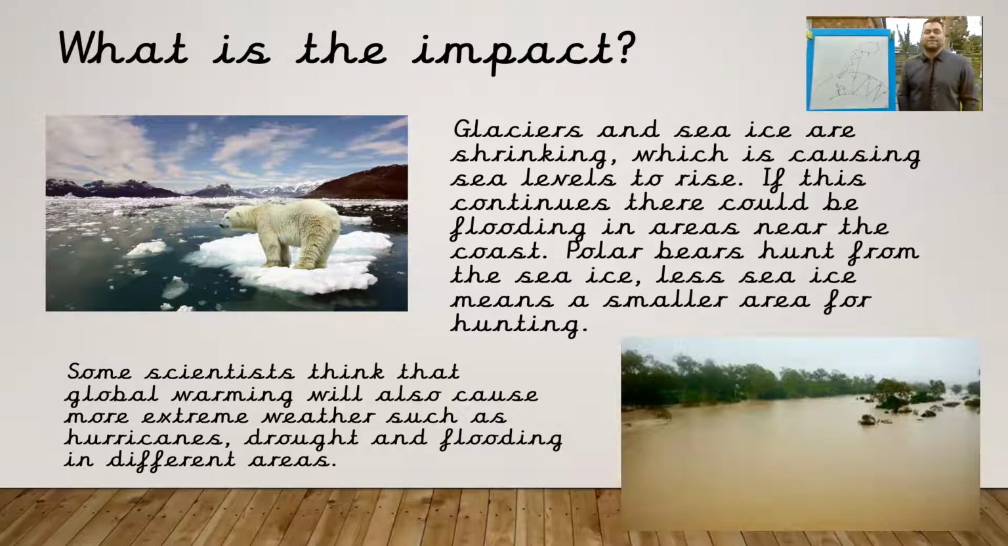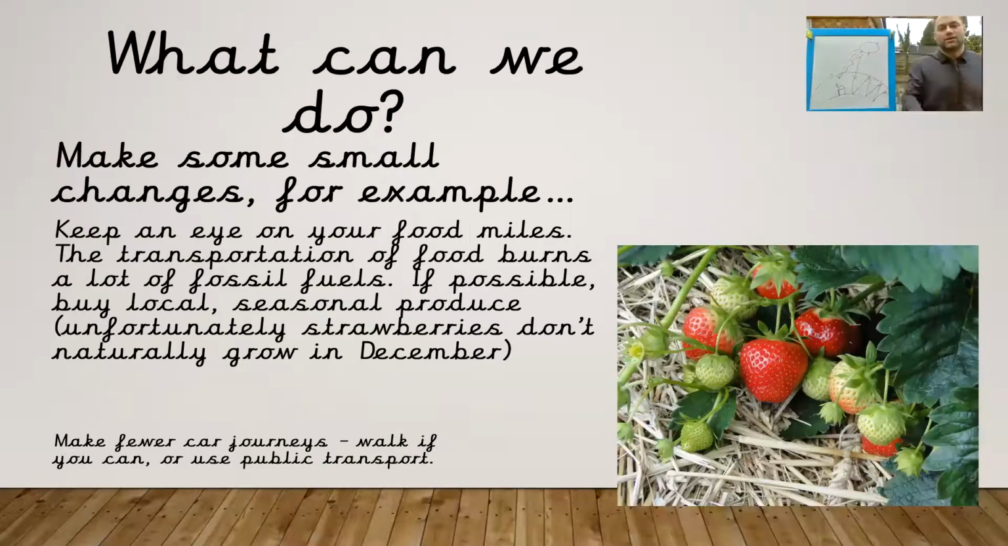Now, some scientists think that global warming will also cause more extreme weather, such as hurricanes, drought, and flooding in different areas. So it is important to say that this is actually a natural cause as well. It happens naturally, but by human intervention, we have contributed a lot more to global warming, and we've accelerated its process. That means we've speeded it up, okay? So we need to do something to slow that down.